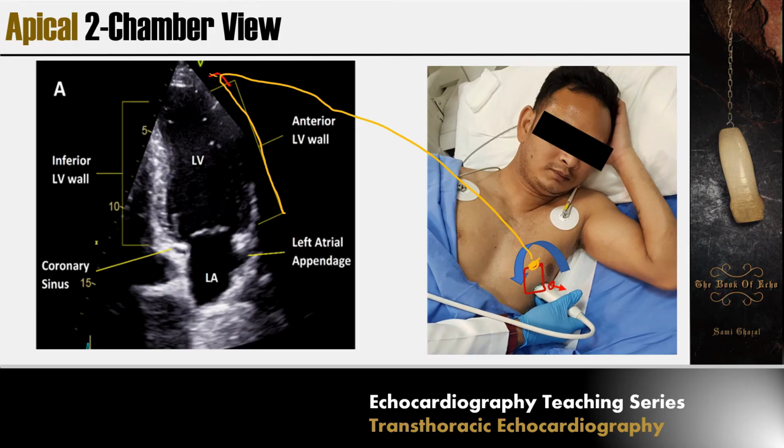It is called a 2-chamber view because we have 2 chambers, the LV and the left atrium. And since this part of the LV is anterior, you can see the left atrial appendage here, which is an anterior structure, and opposite to it you can see the coronary sinus, which is an inferior structure, and this is the inferior wall of the LV. And make sure you don't see any foreshortening.